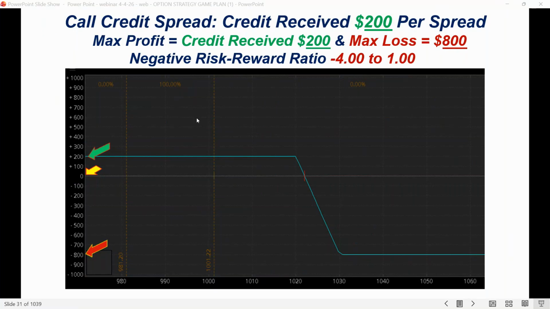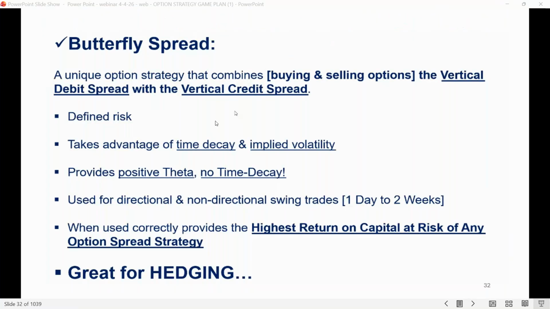Now, my favorite thing is to mix and match these together to offset and to add additional, give you positive theta, and also to reduce capital at risk. That's where you can do things like a butterfly spread, a very unique strategy that combines buying options plus selling option spreads together. So you're going to have a vertical debit spread combined with a vertical credit spread. You get the best of both in this kind of situation. It's a defined risk trade, takes a really big advantage of time decay and implied volatility collapse. And this is going to always give you a positive theta, no time decay.